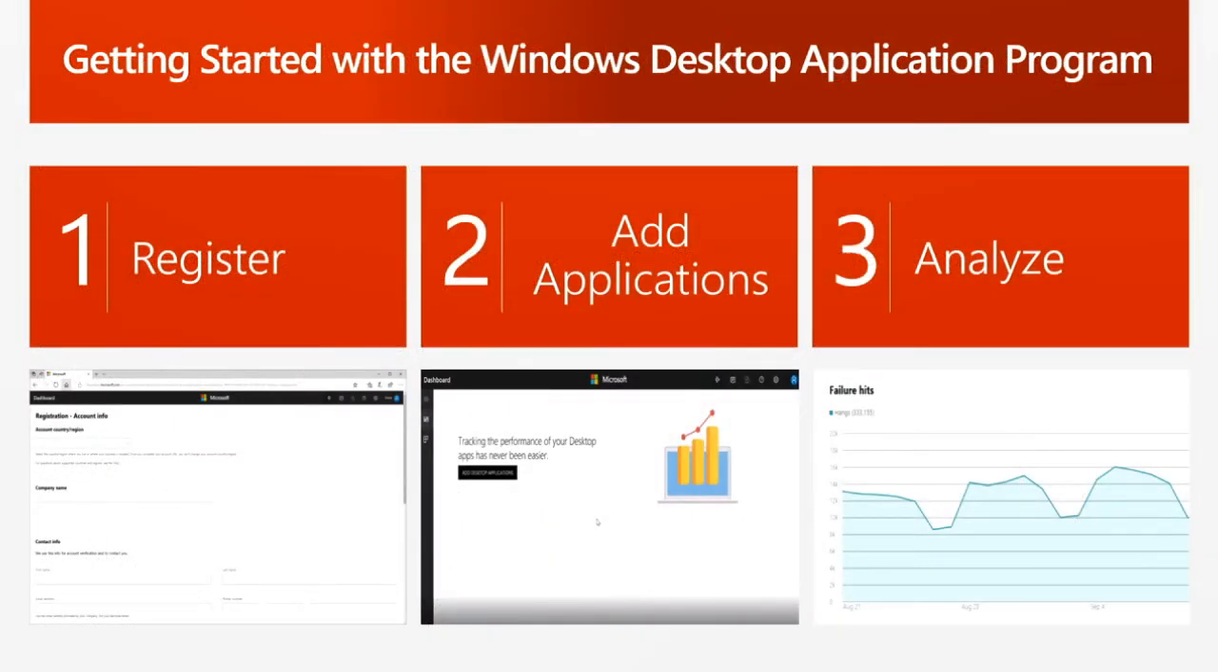So getting started with this program is really easy. If you have an MSA, you can visit developer.microsoft.com. If you're a new user, you'll sign in. Once you've done that, you'll then add one or more applications into your dashboard, and then we'll provide the initial set of insights, and we have a long roadmap that we may be able to talk about if we have time.